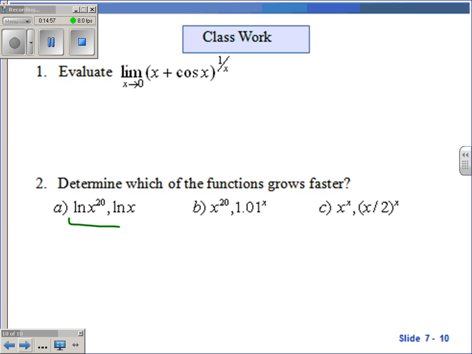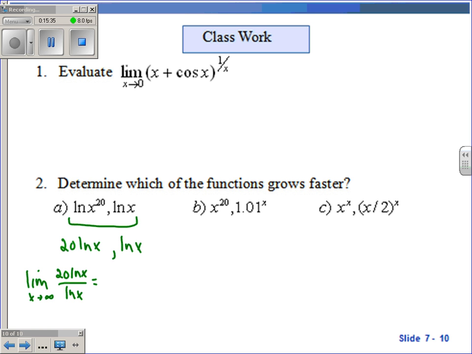Let's say we were comparing natural log of x to the 20th power and natural log of x. Okay? In the growth rate, I would look for each of these in the table. Now, natural log of x to the 20th, that's the same thing as just 20 natural log of x. So we're comparing 20 natural log of x to natural log of x. So if I wanted to find the limit, which of those grows more quickly, I'm going to put 20 natural log of x over natural log of x.